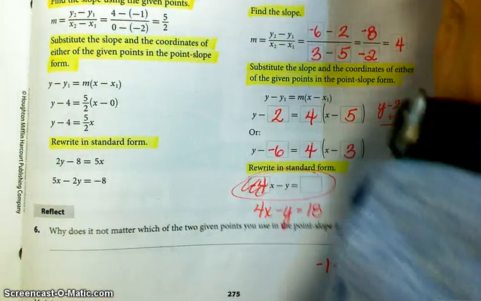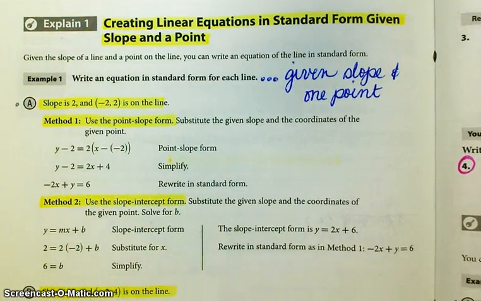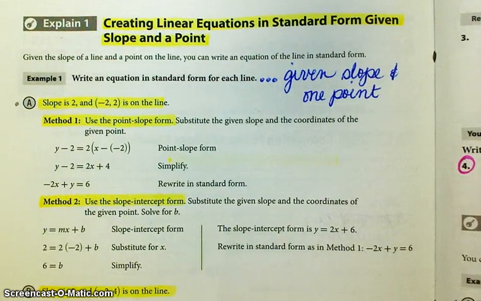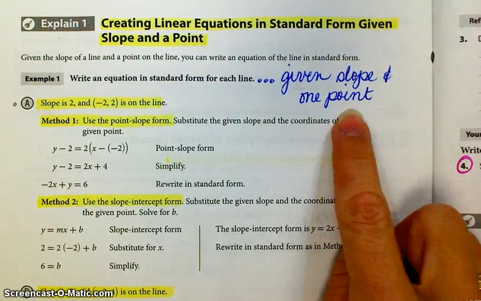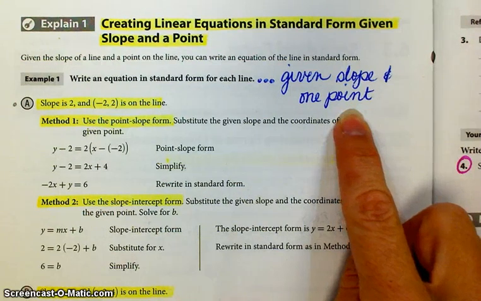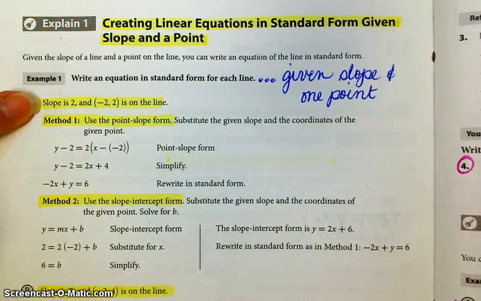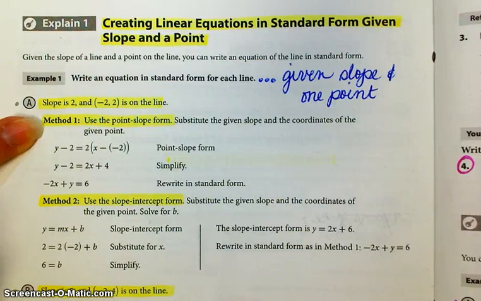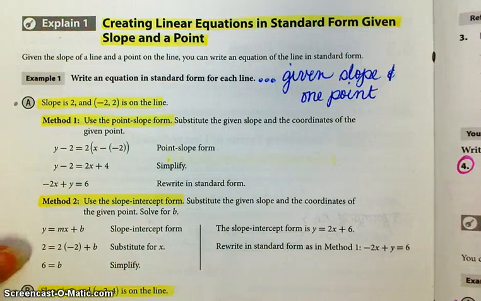All right, go to page 274. Creating linear equations in standard form given slope and a point. These methods are for when you are given slope and one point and you're asked to write the equation eventually in standard form. So you've got a slope and a point. You can use point-slope form, simplify and rewrite. You can use slope-intercept form, simplify, and rewrite.